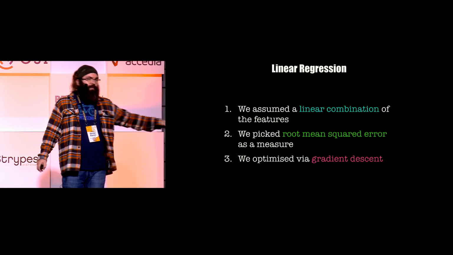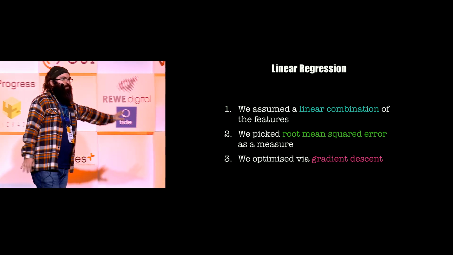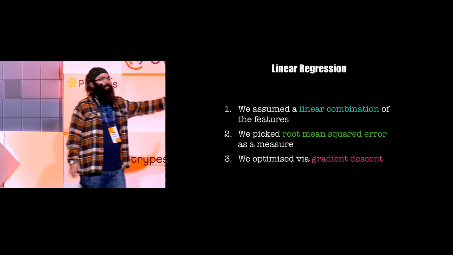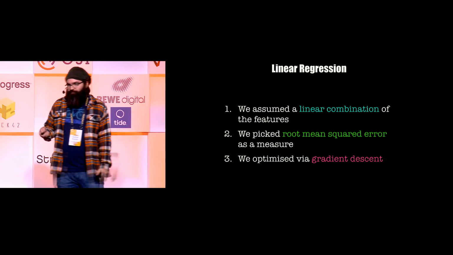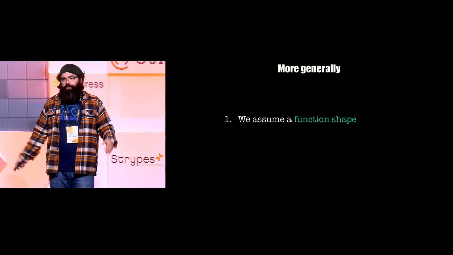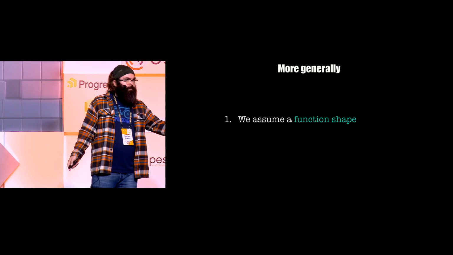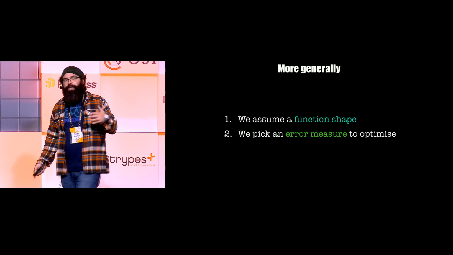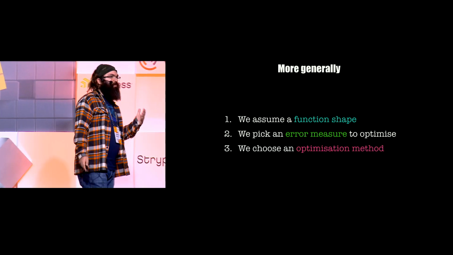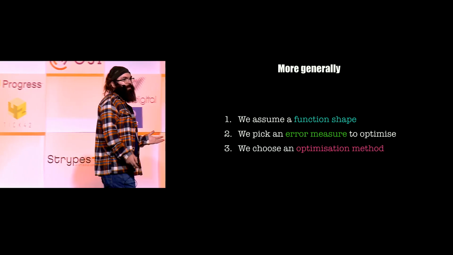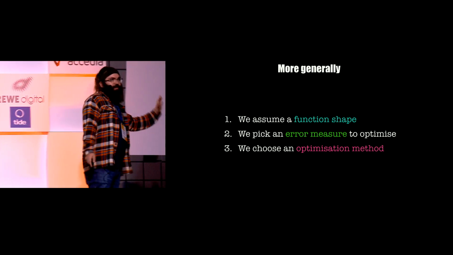So what you're looking at here is essentially the template for every, or almost every, machine learning algorithm out there. And it's always the same thing. You assume a function shape, you pick an error measure you're trying to optimize, and then you use some means to optimize that error measure. And that's what machine learning is basically all about.